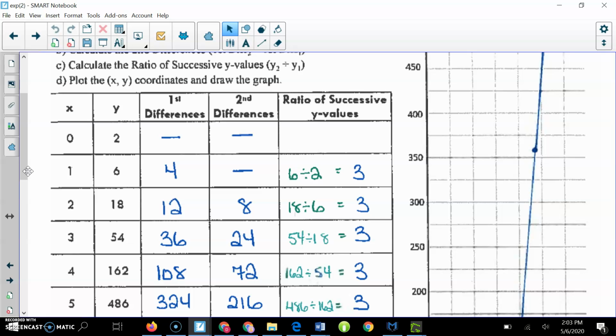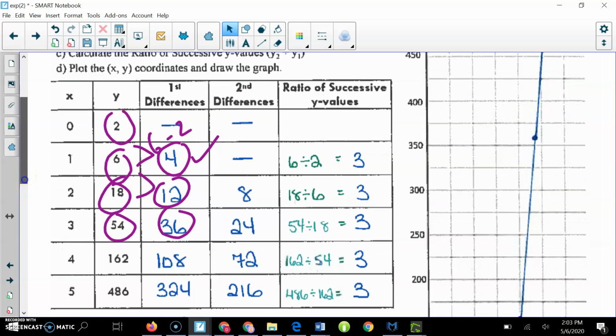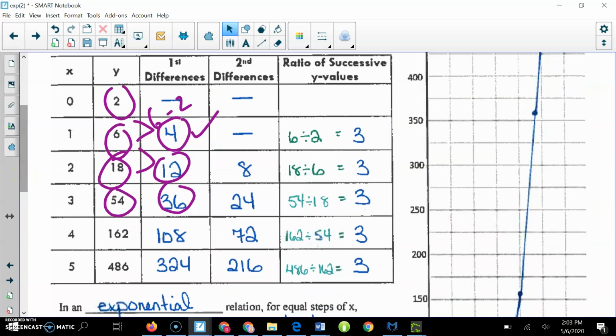If you notice here, when you have this sort of thing, 2, 6, 18, 54, you notice the first differences are not the same. When you subtract 2 from 6, you went up 4, then you went up 12, and you went up 36. Wow, first differences are not the same. So usually what we would do is go to second differences, and we would find that they're the same, and then you would say it's a quadratic.